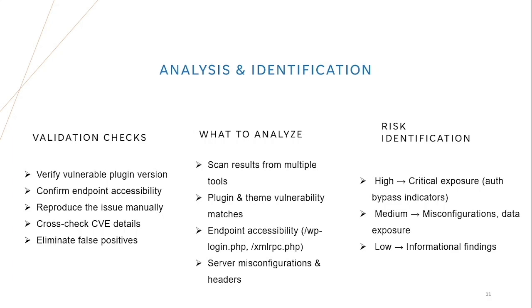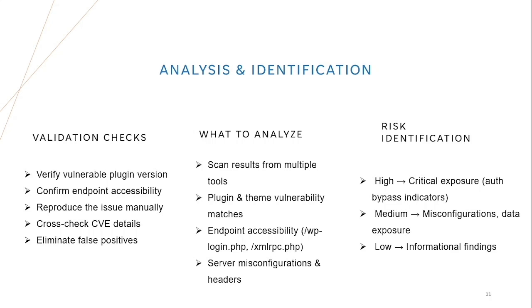Confirm endpoint accessibility. You have to confirm whether an attacker is able to enumerate on the endpoint to find any vulnerabilities in it. Reproduce the issue manually. You have to manually check each and every vulnerability which we have assessed in that audit.